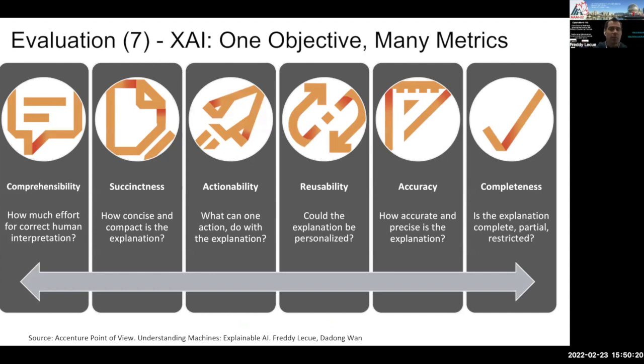With explanation, you have one objective: to explain and clarify a decision made by the system. But there are many metrics. You can think about the size, the succinctness, which I mentioned earlier, and now much more the user-based aspects, but also what can you do with it? That's the actionability, the reusability. Can you reuse the explanation maybe as feedback for the user to use, and maybe for the model to improve? Can you measure the accuracy of the explanation?